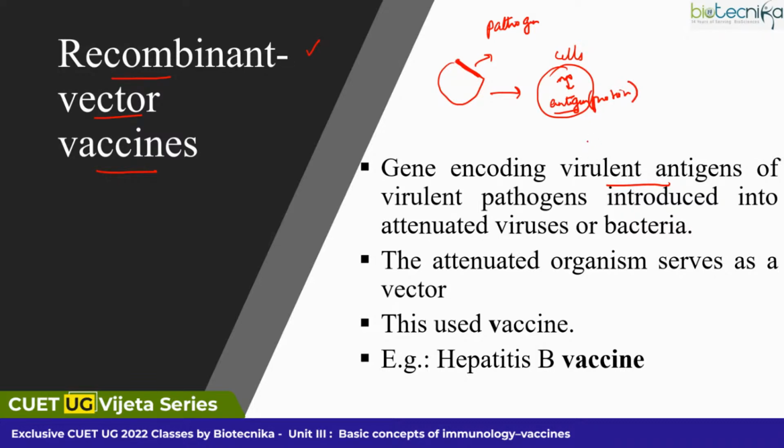The gene encoding virulent antigens of the various virulent pathogens will be introduced into attenuated viruses or bacteria, and the attenuated organism will act as a vector. So the vector here can be a virus or even a bacteria, and this whole combination, the whole assembly, is used as a vaccine. One of the most successful recombinant vector vaccines is the hepatitis B vaccine, where the gene that encodes the hepatitis surface antigen is injected. The vector is created and then it is allowed for expression.